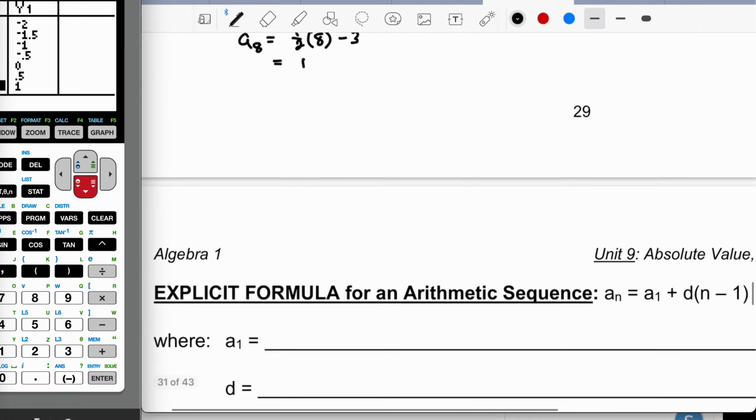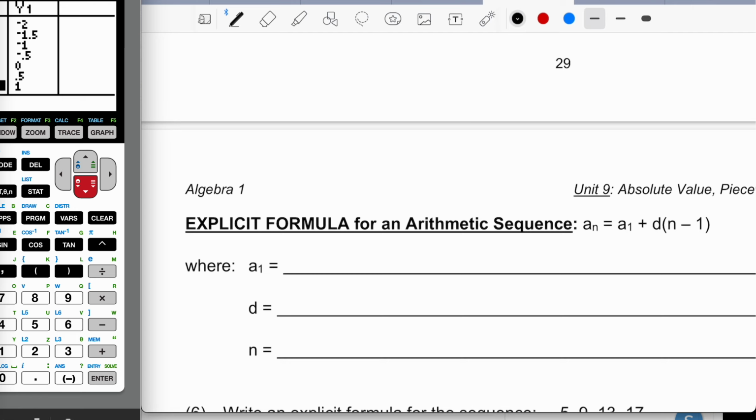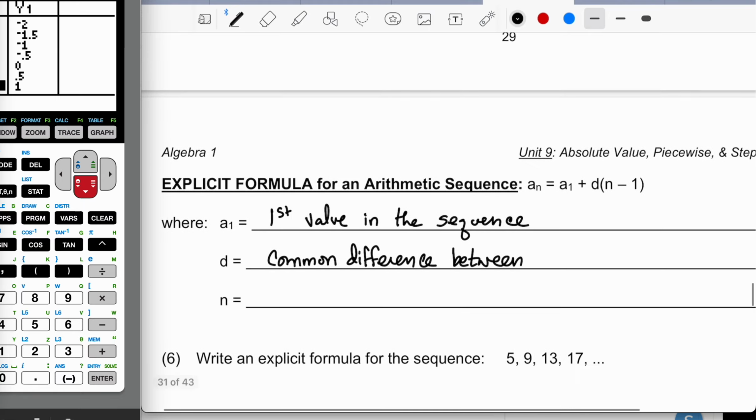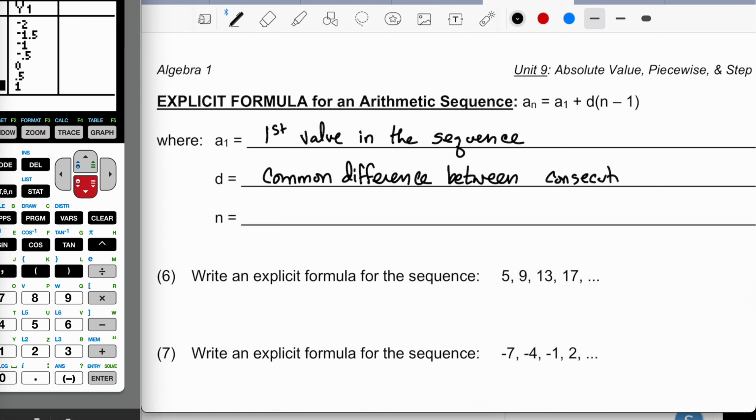So on the next page, we get into formal definitions. So a sub 1 represents the first value of the sequence. The d value is the common difference between consecutive terms. And the n value, really, it's talking about the location within the sequence. So you could say position within the sequence or location within the sequence. All right, so location of any value in the sequence.